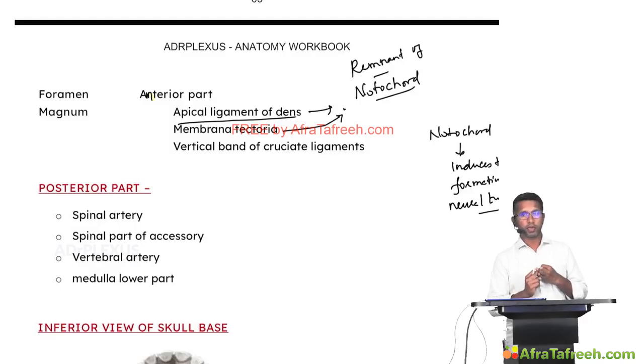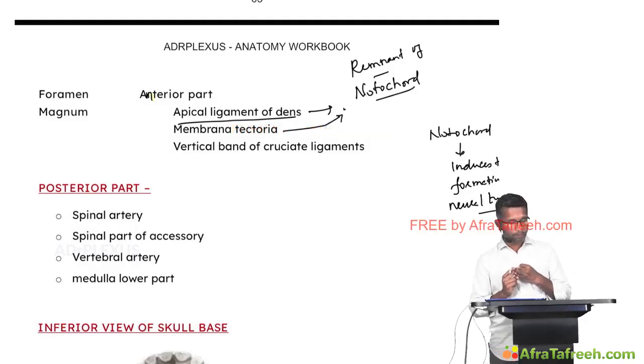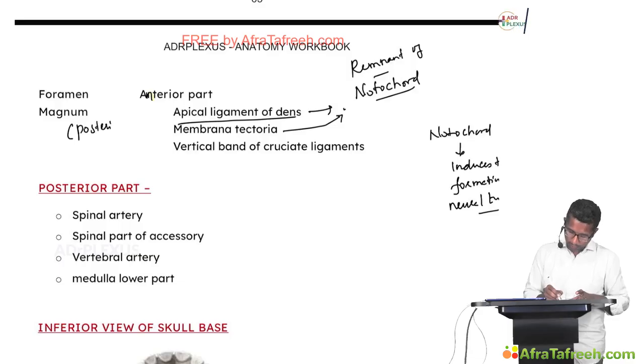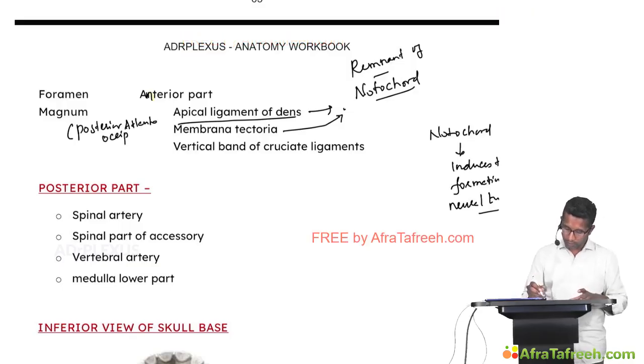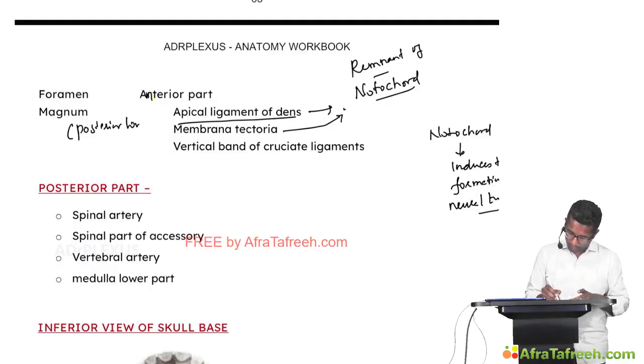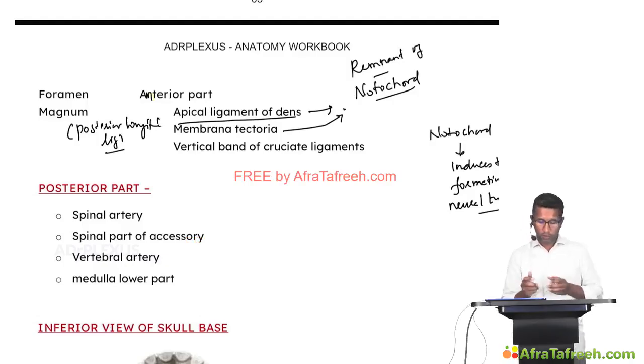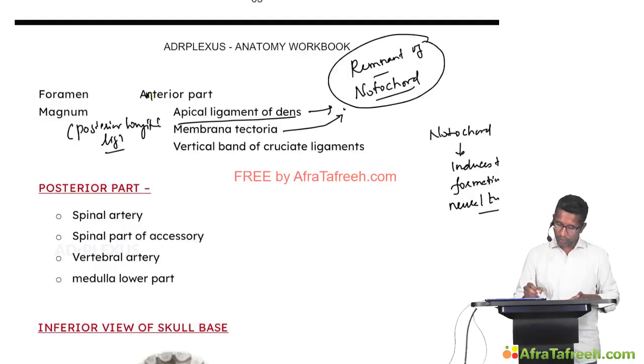The next one is called membrana tectoria. Membrana tectoria is a continuation of the posterior longitudinal ligament. They are all remnants of notochord.